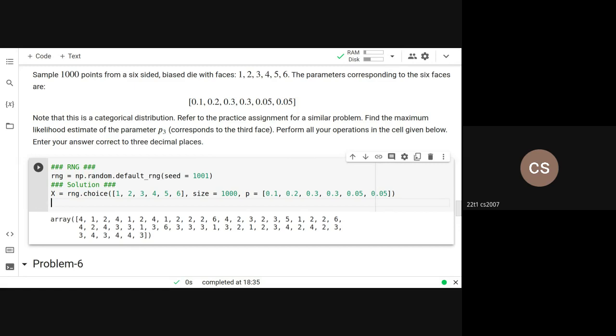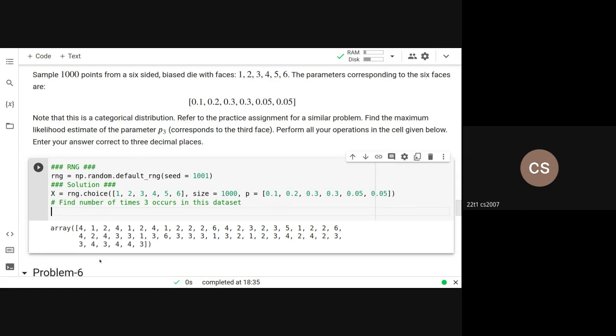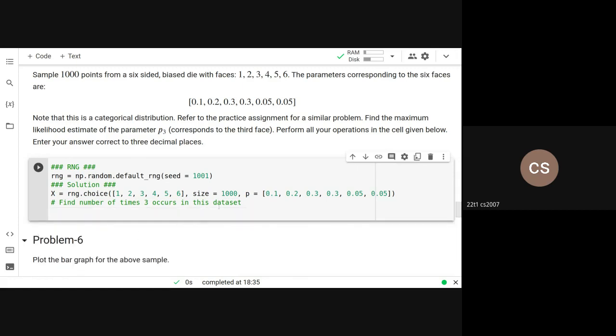Intuitively, what do you think will be a good guess for the third phase? Sample proportion, right? The sample proportion of the number of sample phases. So that seems like a good guess, so we'll go with that. What we need to find is the number of times 3 occurs in this data set. So this is our task: how many times does 3 occur, and divide that by the total number of observations, which is 1000.